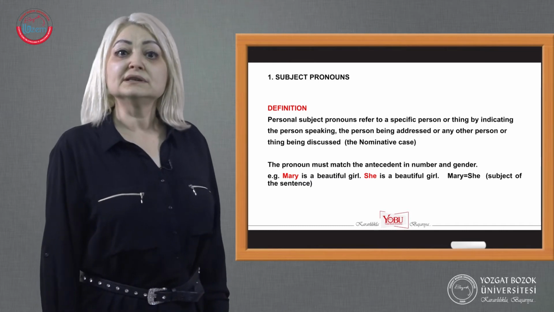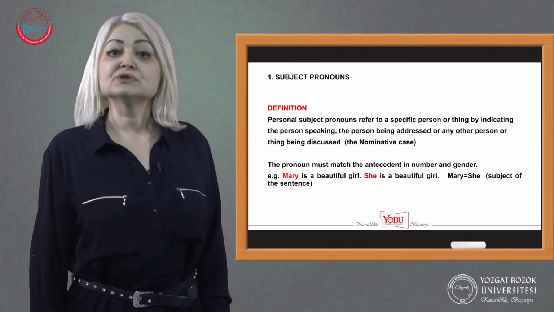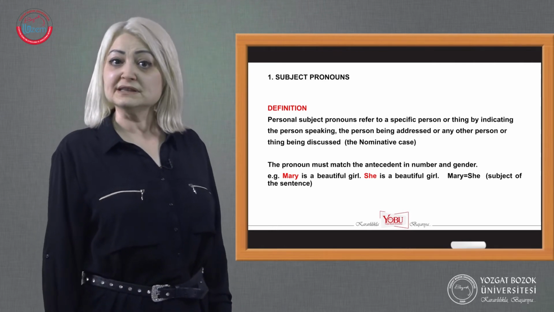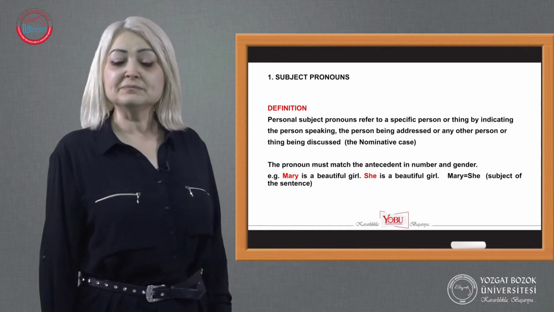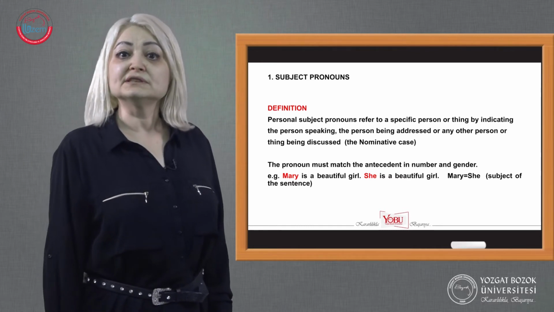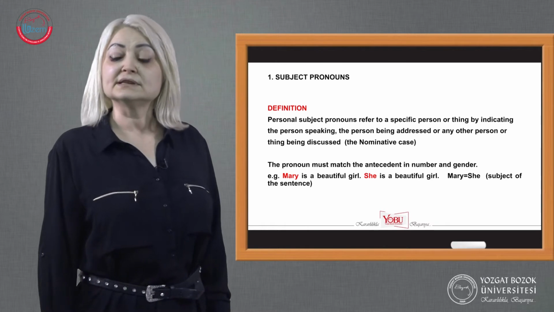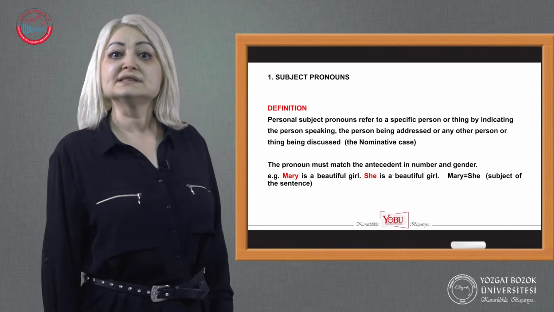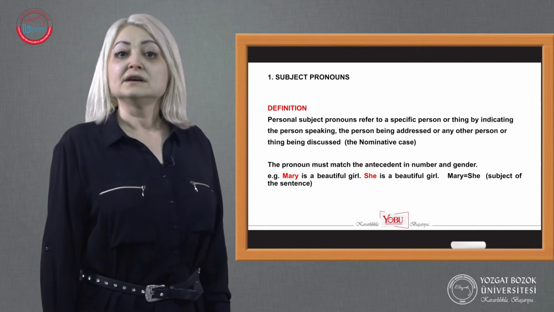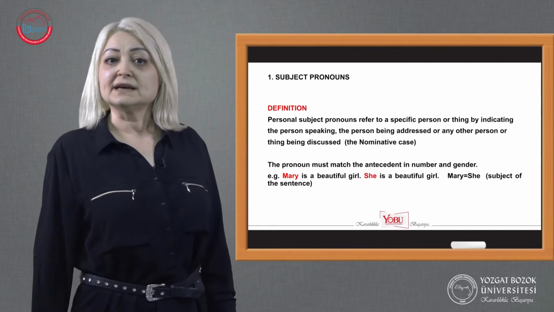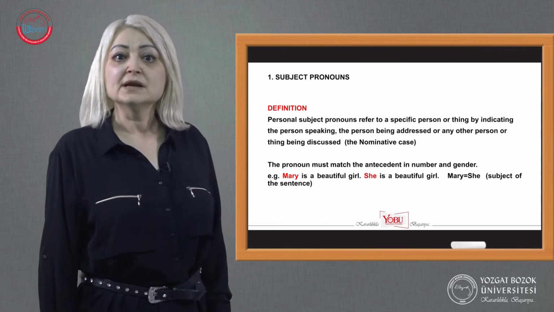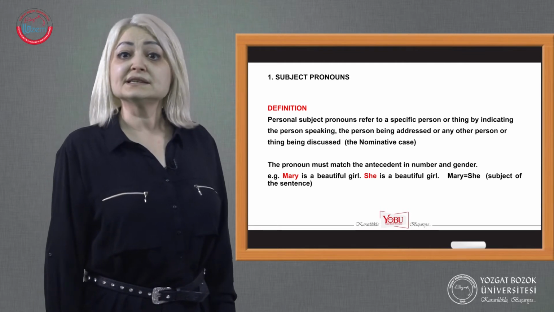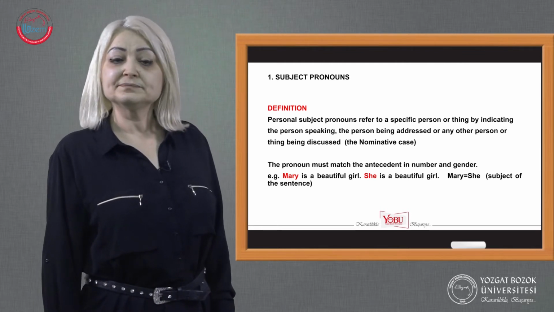A personal subject pronoun refers to a specific person or thing by indicating the person speaking, for example, I, the person being addressed, for example, you, and any other person or thing being discussed, he, she, they, etc. The pronoun must match the antecedents in number and gender.